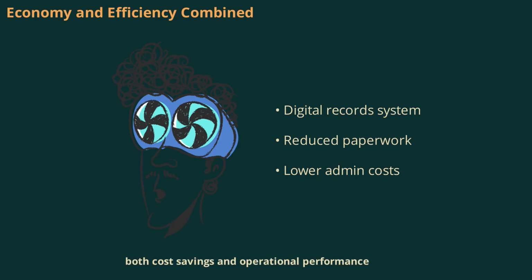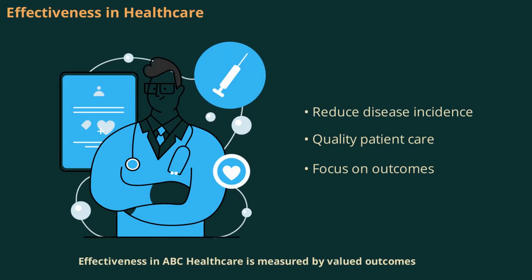Effectiveness in ABC Healthcare is measured by valued outcomes, such as reducing disease incidence and ensuring patients receive quality care, while hiring qualified professionals and specializing in complex conditions contribute to effectiveness. Streamlining processes is more about efficiency. Focusing on outcomes ensures that the organization's efforts truly benefit the community and fulfill its mission.